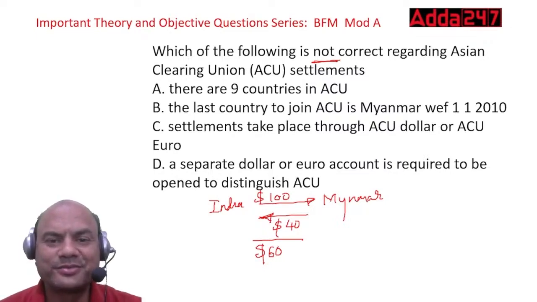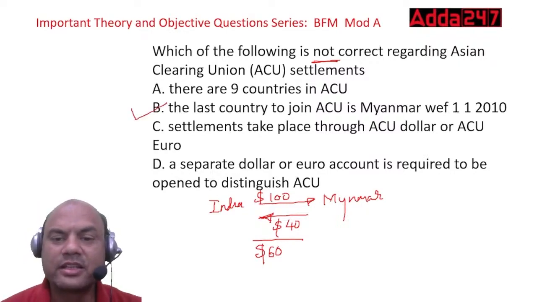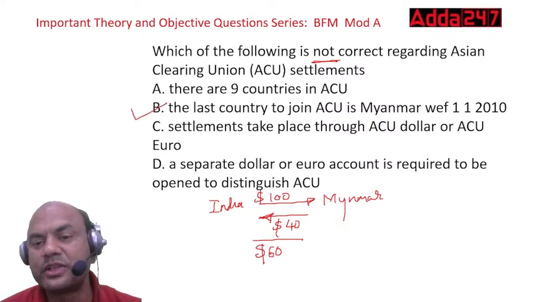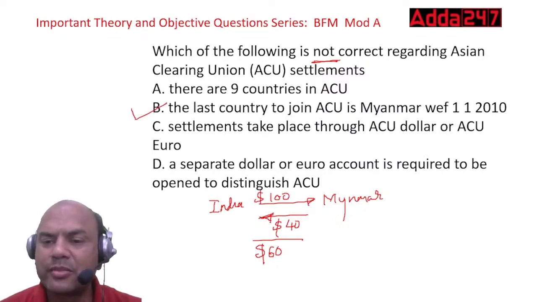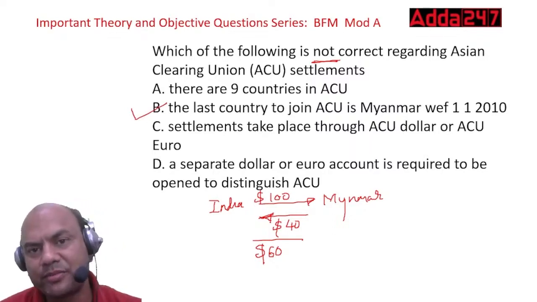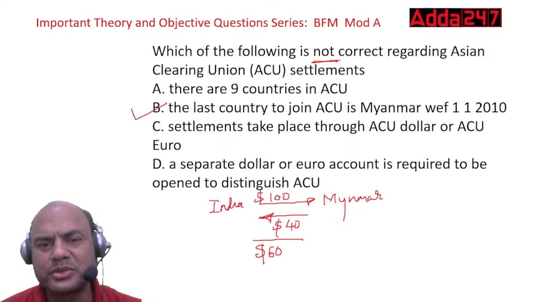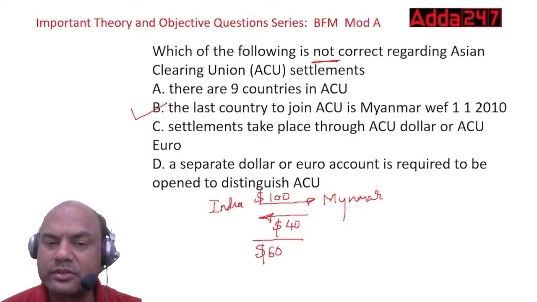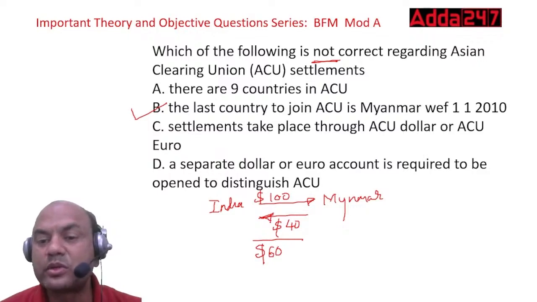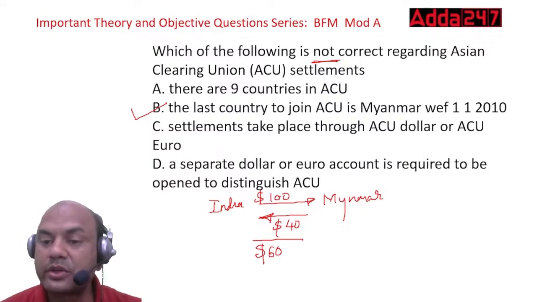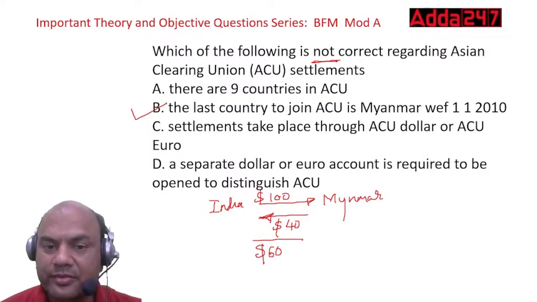Which is the wrong one? Wrong one is this: the last country to join ACU is Myanmar with effect from 2010. Myanmar is not the last country. Myanmar has joined long back, in 2003 or 2004 almost. Remaining all are correct. There are 9 countries in ACU. Settlement takes place through ACU dollar or ACU euro. Both of them are there.